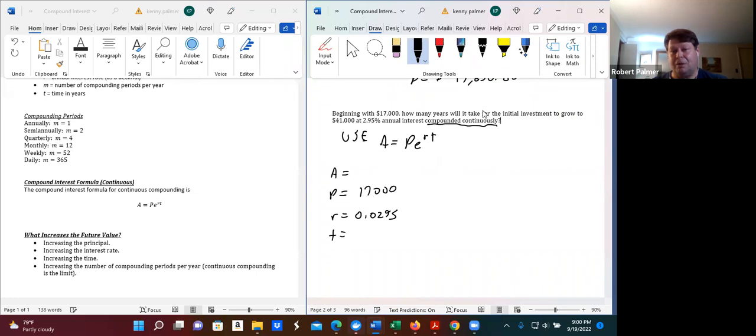And then wanted to grow to this. So we wanted to grow to something that's going to be our A, our final, our future value. That's going to be 41,000. And then our T is what's unknown. The question is, how long will that take?